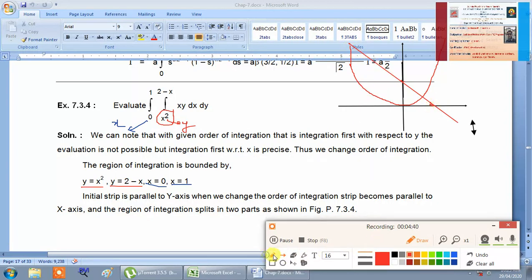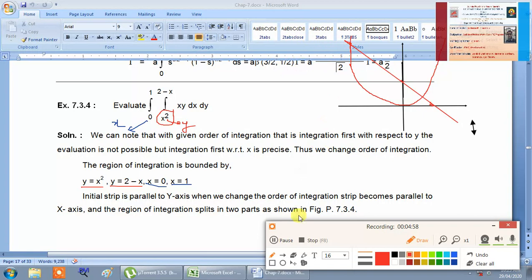Now you can see that these two pink curves are cutting each other at 2 points. The first point is on the positive x-axis side, and the second point is on the negative x-axis side. So let us find the points of intersection of these two. You will get 2 points of intersection.